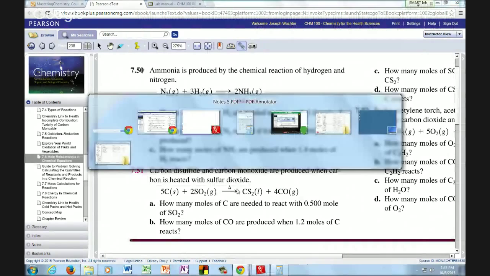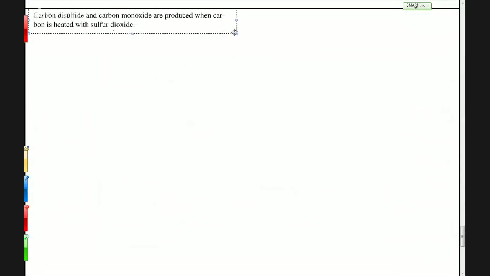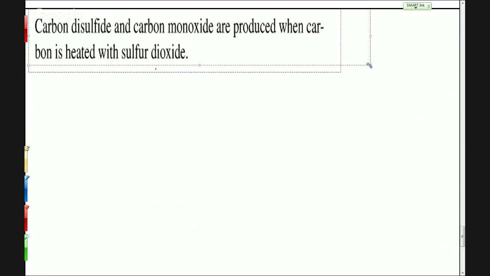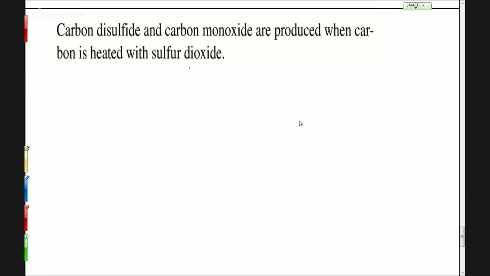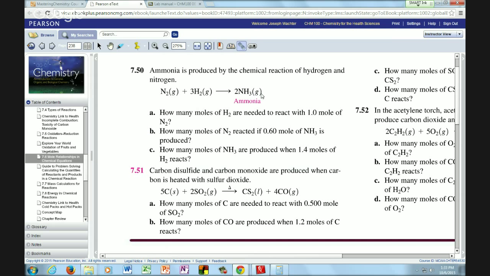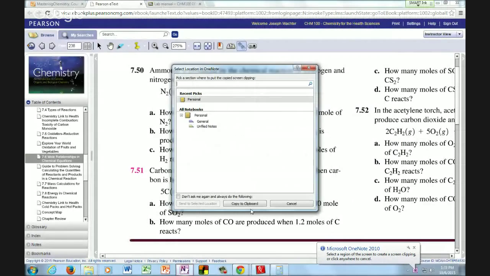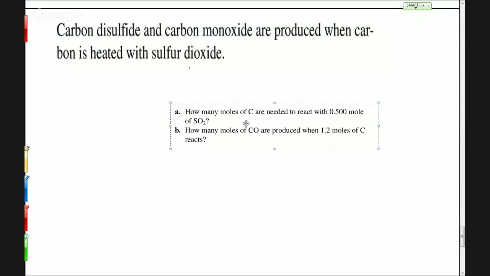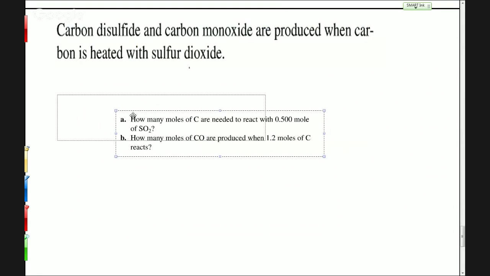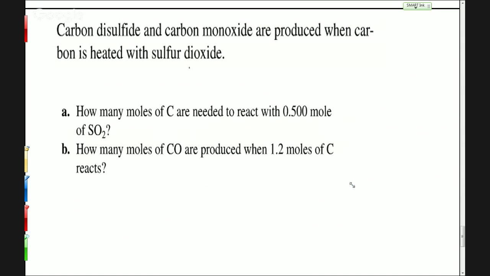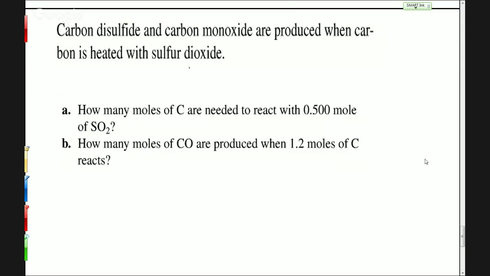So in this part of the book, because they're just looking at one thing, they give you all the balanced equations. But I want to look at one when we don't have that. Carbon disulfide and carbon monoxide are produced when carbon is heated with sulfur dioxide. And then I'm going to pull up these 2 questions that were asked about it. How many moles of carbon are needed to react with 0.5 moles of SO2, and how many moles of CO are produced when 1.2 moles of C reacts?